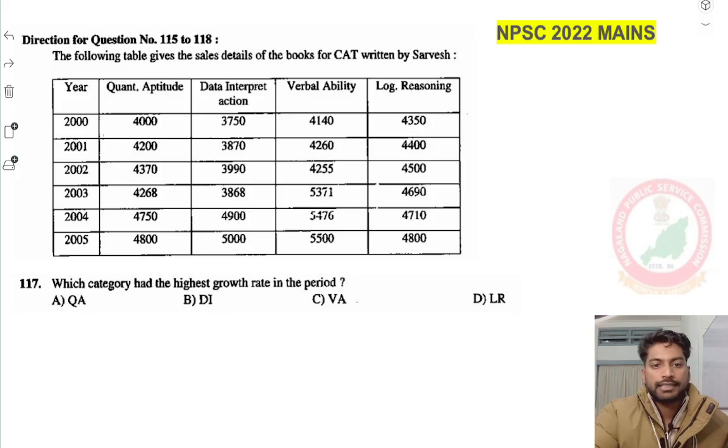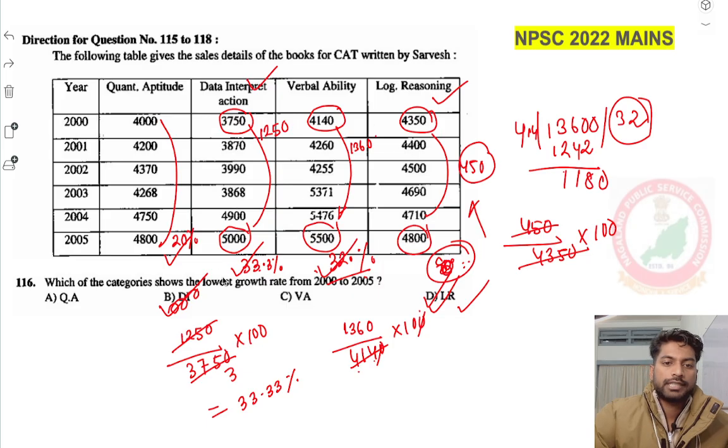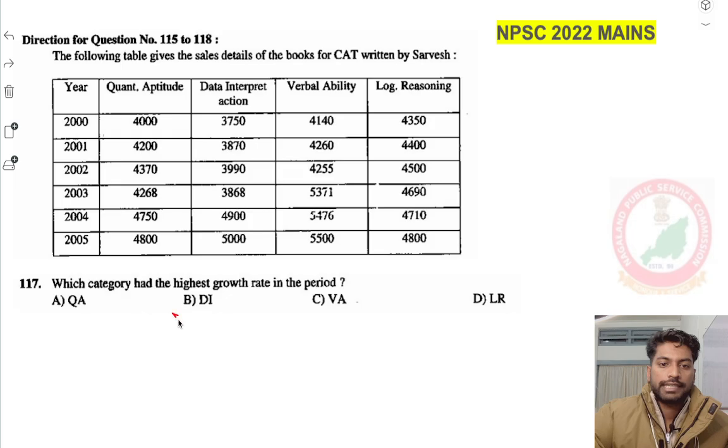Which category has the highest growth rate over the period? We just solved that. The highest growth rate is 33.33, that is data interpretation. Over the period means 2000 to 2005. Okay, next question.